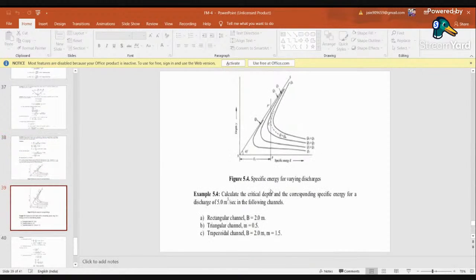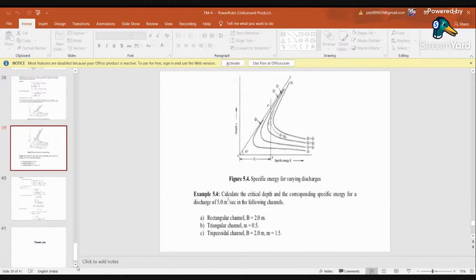Okay, in the next problem you have to calculate the critical depth and corresponding energy for a discharge of 5 meters cubed per second, and the other properties of the channel are a channel width of 2 meters. It is a triangular channel, okay, with m, that is slope, given as 0.5, and the trapezoidal channel has a width of 2 and slope of 1.5. Okay, so you have to find the critical depth and specific energy for all the three sections.